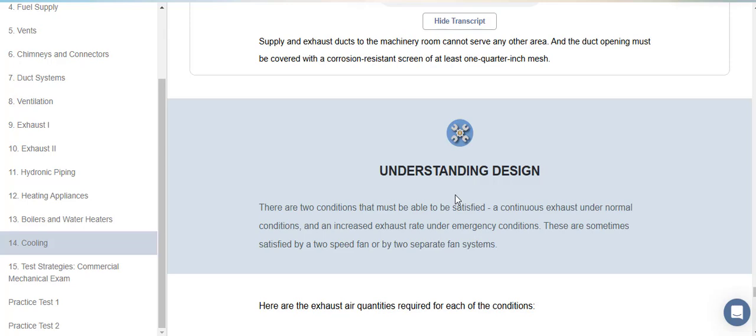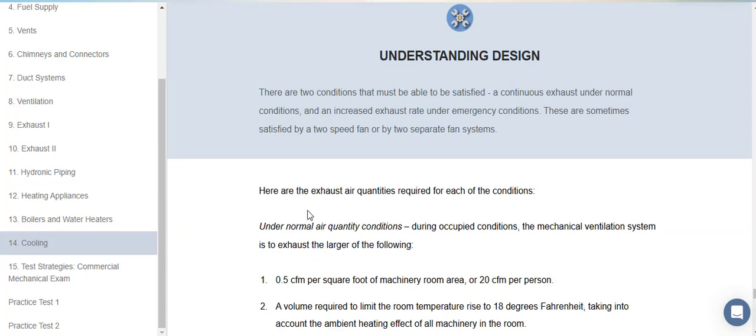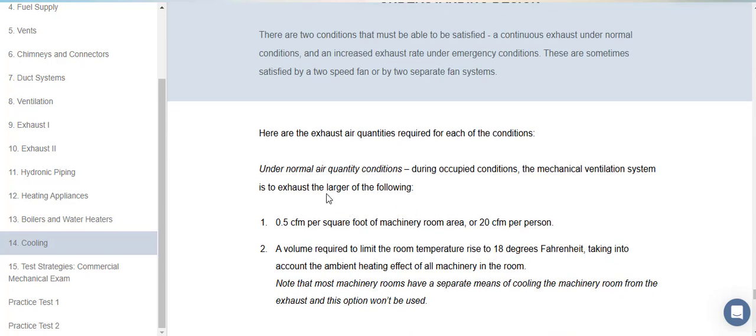Understanding design, there are two conditions that must be satisfied: a continuous exhaust under normal conditions and an increased exhaust rate under emergency conditions. These are sometimes satisfied by a two-speed fan or by two separate fan systems. Here are the exhaust air quantities required for each condition.